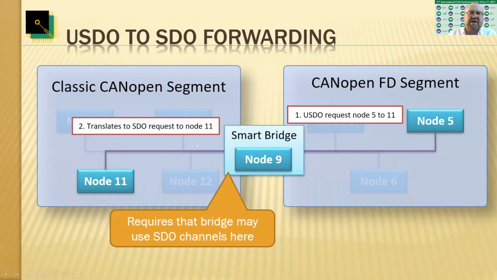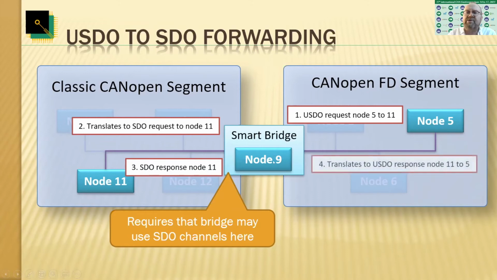Node 11 doesn't really know where an SDO client request comes from anyway in classical CANopen. We don't know that. We just reply to it, and so it simply produces the response. And on the response on the FD side, the smart bridge just has to pay attention that it's not using its own node ID, but again the node ID 11 as the source going back, so that node number 5 is not suspicious as to where the response came from.